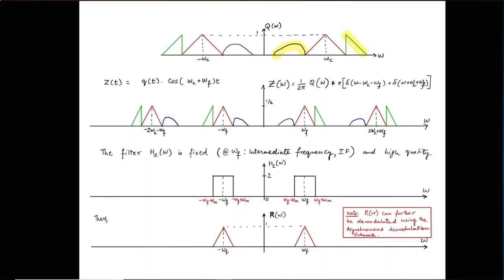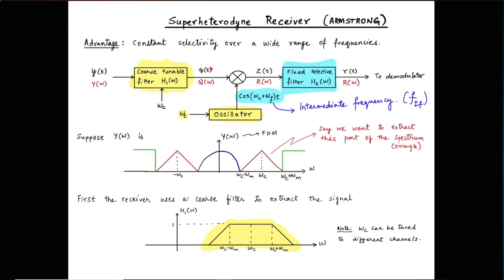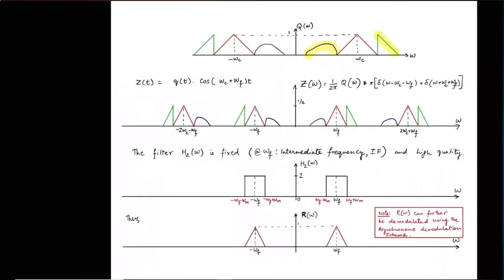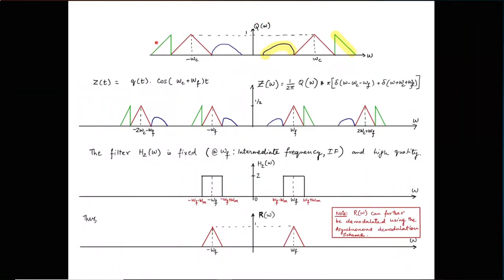Now, what is the next step? Once you have q of t or Q of omega, you mix that, or multiply that, with cosine of omega c plus omega f. That is the carrier frequency, or the center frequency of your coarse filter, plus the intermediate frequency. So what happens after that? Whenever you multiply a spectrum with a cosine, that cosine obviously has a Fourier transform, which I can write in this form: pi, one impulse at omega c plus omega f, and one impulse at minus omega c minus omega f.